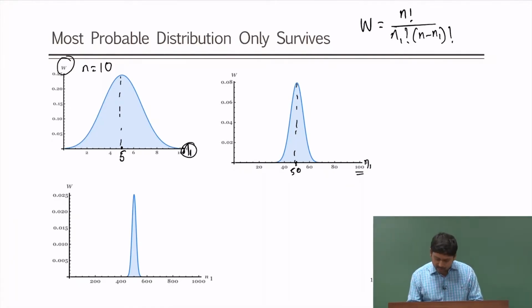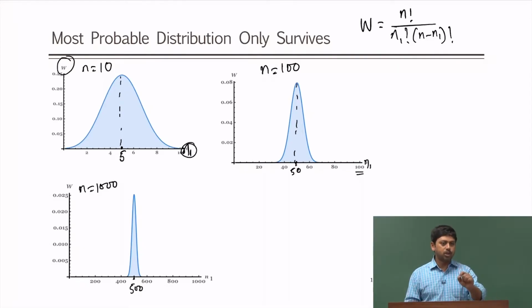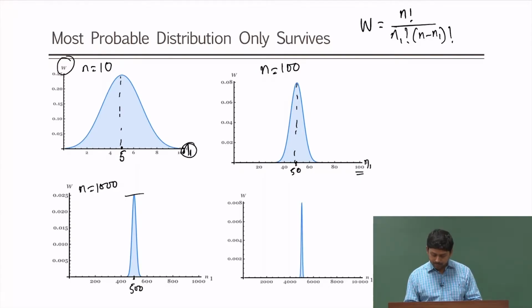So here n is 10, here n is 100, here n is 1000. It is peaking at 500, as you can see. The most probable distribution, the maximum W, is in the middle when it is half, at 500, and it has become much narrower even than the 100, right. Let us go to 10,000. Here n is 10,000. Again, the peak is at 5,000 and it has become much narrower. This 10,000 is just 10 to the power 4.